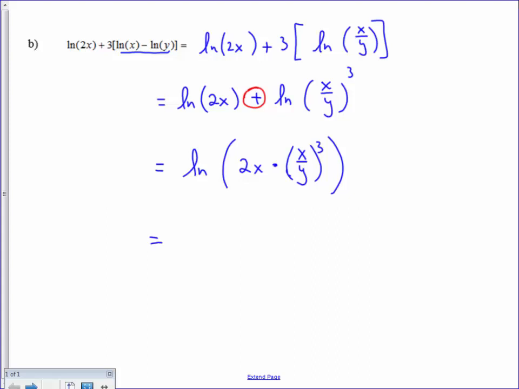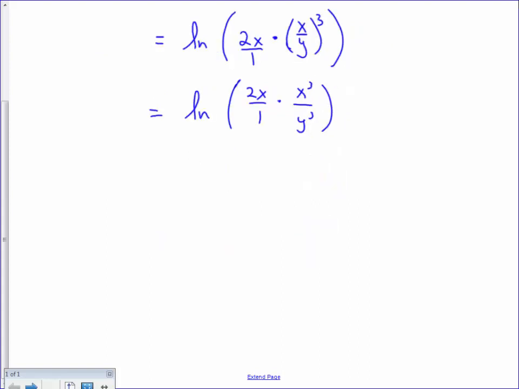The 2x you could write over 1, and then the x over y to the third, that third power can apply to both the x and the y. I'm actually going to do that first. So it'd be 2x over 1 and then x to the third over y to the third. Okay, from here it makes it easier for me to simplify it. On the top I can multiply straight across. This would become 2x to the fourth, and then on the bottom just a y to the third.